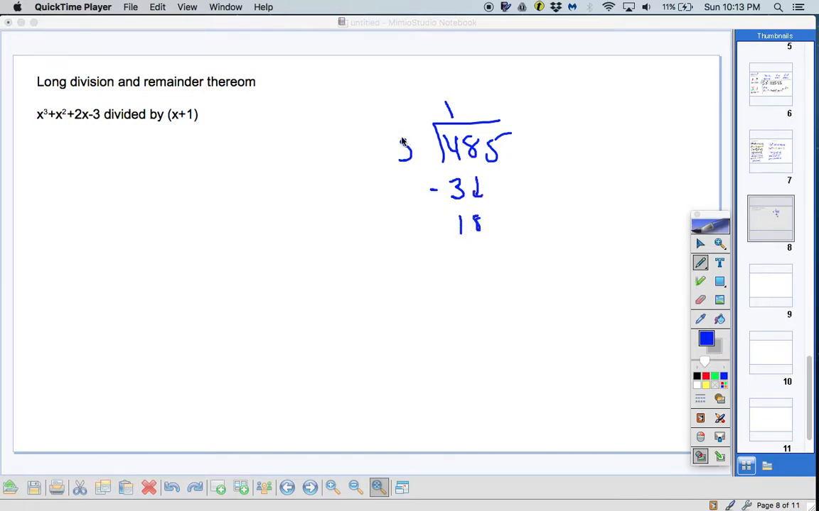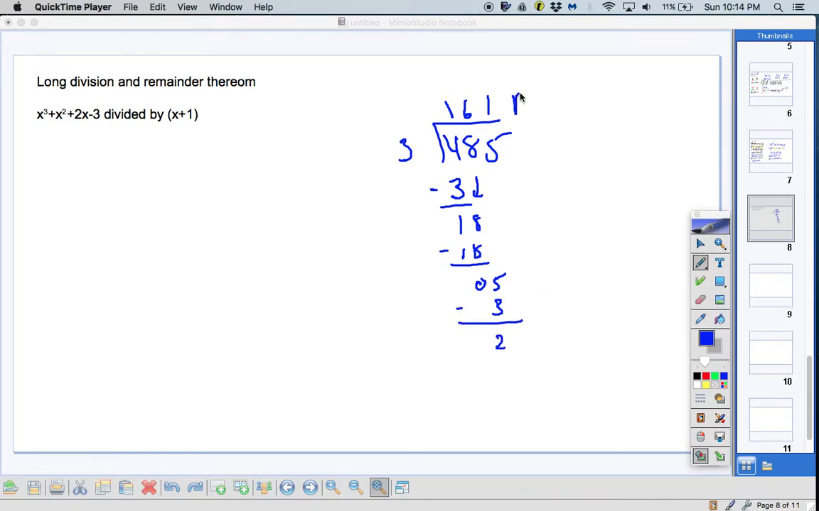We're going to do it again. How many times does 3 go into 18 without going over? Well, that would be 6. 6 times 3 is 18. And then we subtract, and we get 0, and we bring down the 5. And how many times does 3 go into 5 without going over? Well, that would be once. And we subtract, and we get 2.